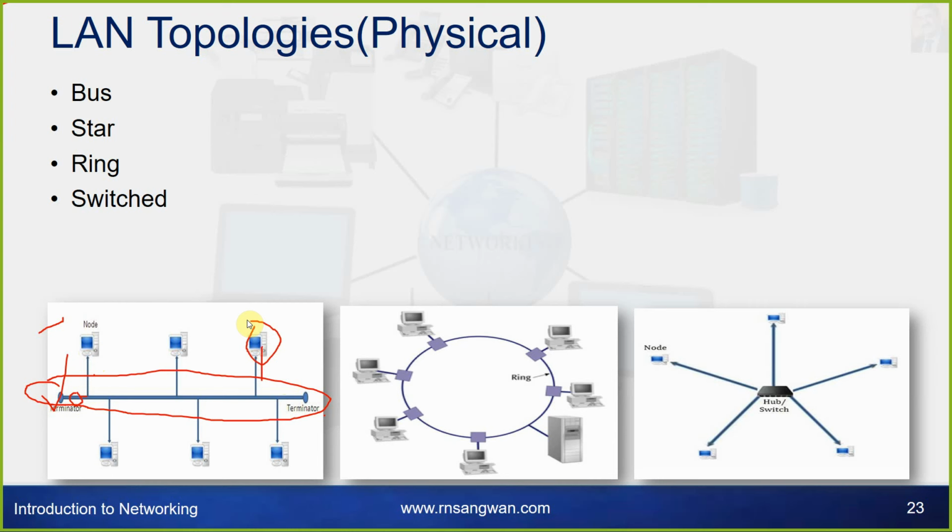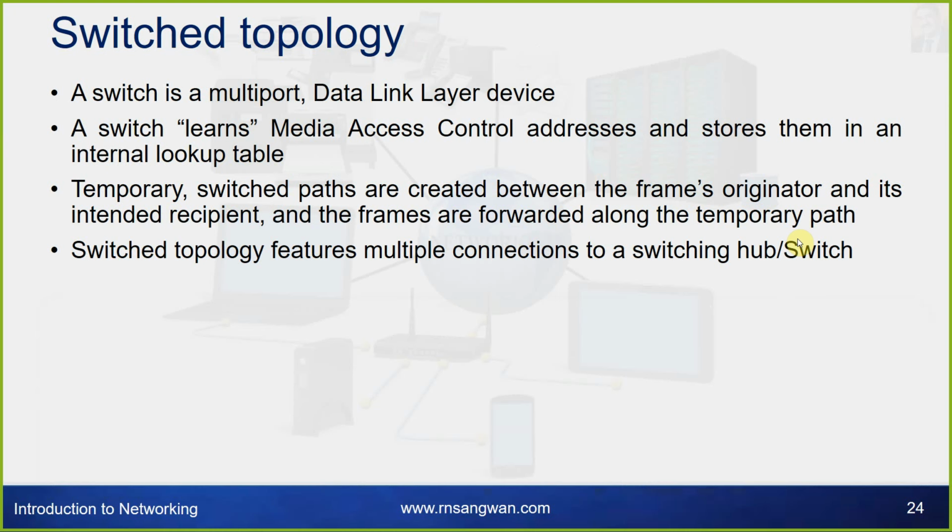So bus topology, then we have ring topology. This is an example of ring topology. Then we have star, that is a central switch or hub, and then terminals are connected. So these are different physical arrangements, star, bus, ring, different topologies. Then we can have a switched topology also. So these are different topologies based on physical arrangement.